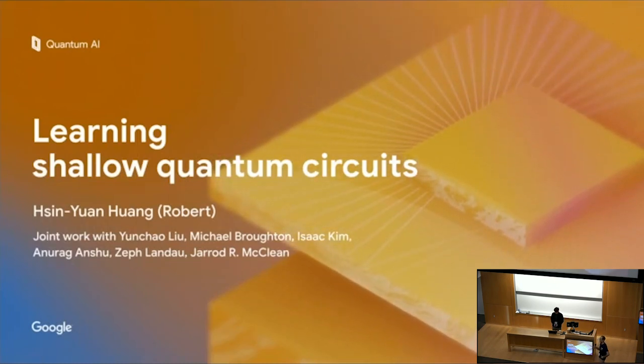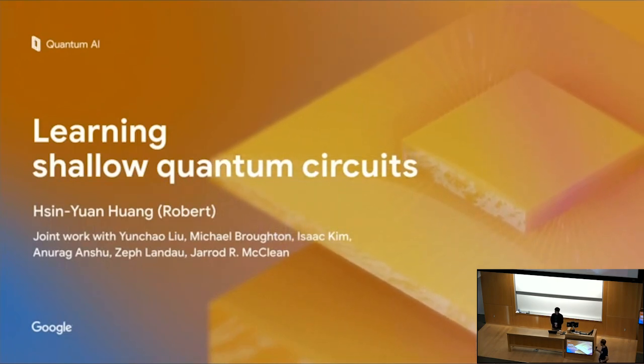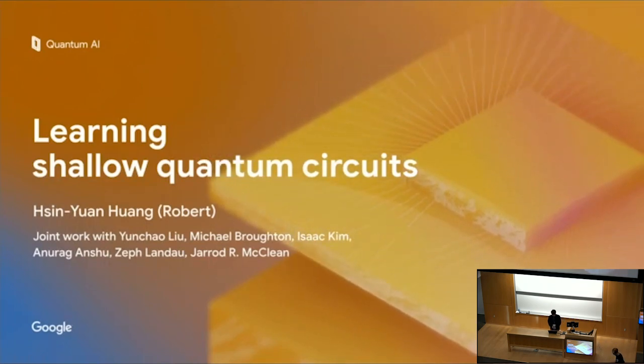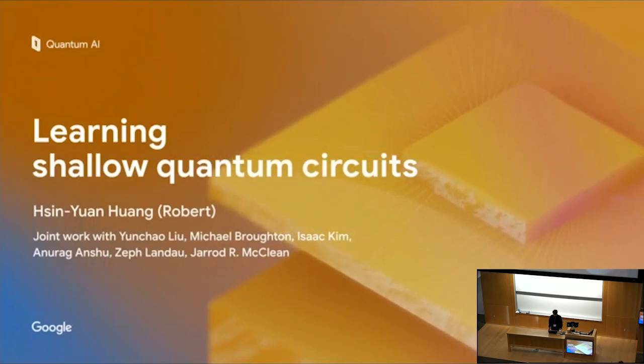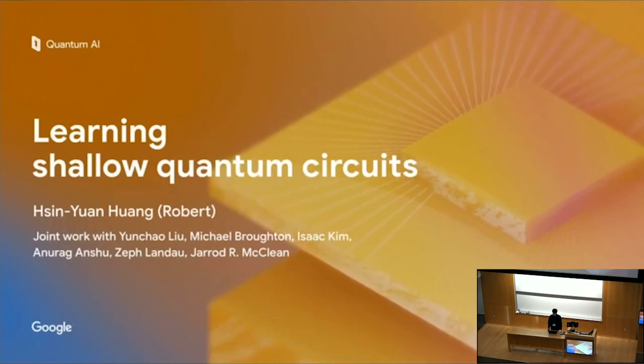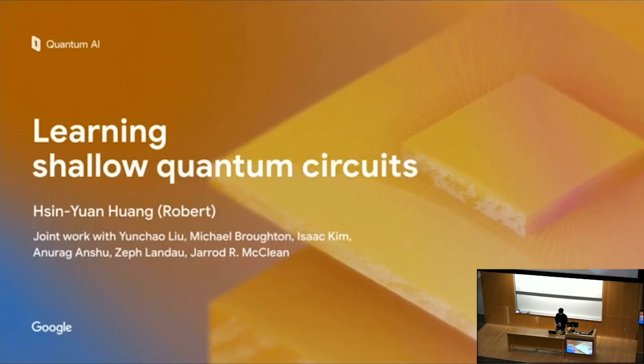It's a pleasure to introduce Robert Huang, who's currently at Google, and Robert is going to tell us about learning shallow quantum circuits. Yeah, thank you so much for inviting me here. I'm very happy to give this talk on learning shallow quantum circuits. This is joint work with Yunxiao Liu, Michael Broughton, Isaac Kim, Anurag Anshu, Zeph Landau, and Jerry McLean.